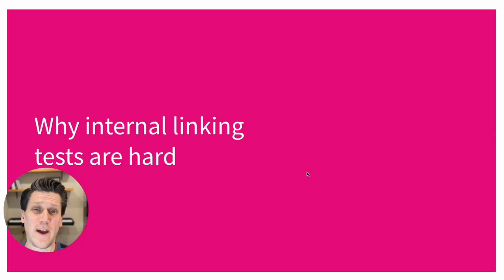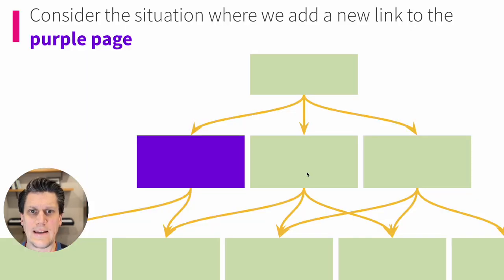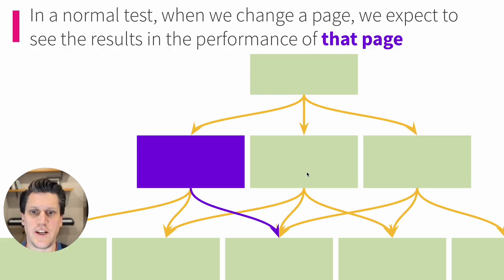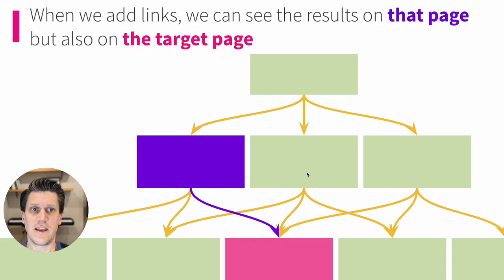So let's talk a little bit about why internal linking tests are hard. Imagine a situation where we're adding an internal link from this purple page here, like that. For a normal SEO change, a non-linking change, when we change a particular page, we expect to see the results in a change in performance on that page. And that can happen when you add an internal link. The page that you're adding the link to can certainly see a change in performance. But with internal linking, not only that, but you can also see results on the target page as well, so the page that is receiving a new inbound link.